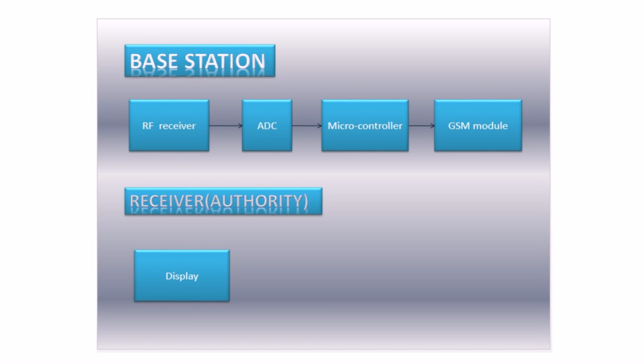Next comes the base station, which receives the signal from the RF transmitter, which is given to an ADC and then to a microcontroller. Later on to a GSM module where the message is transmitted. Then comes the receiver, which consists of a display in which the transmitted message is received.